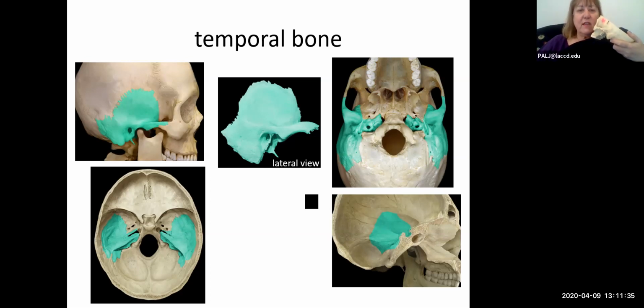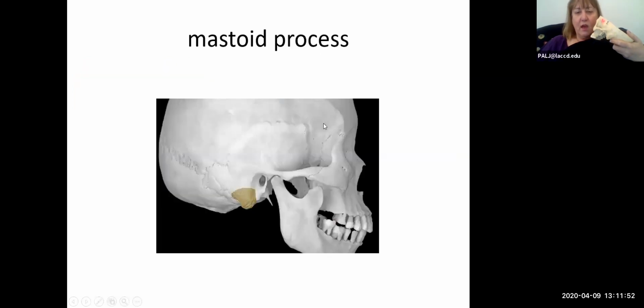If you were to take the temporal bone off, you can see that it has this big fan-like area from which we have multiple different projections. You can see there's a downward mountain, you can see a little spiky thing, and then you can see sort of a handle thing coming off of that.